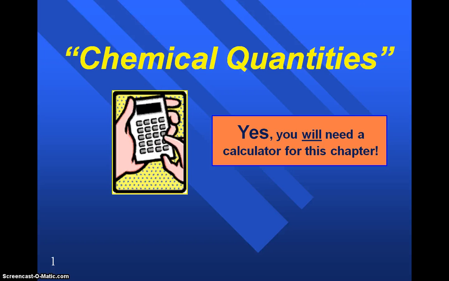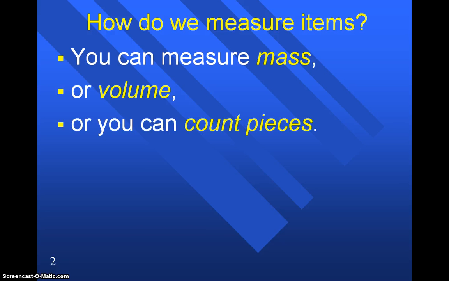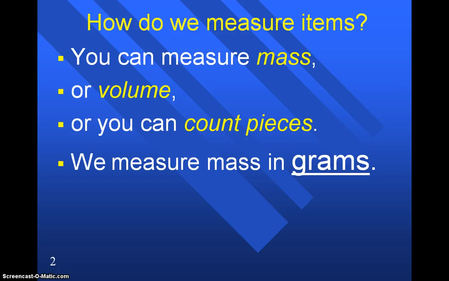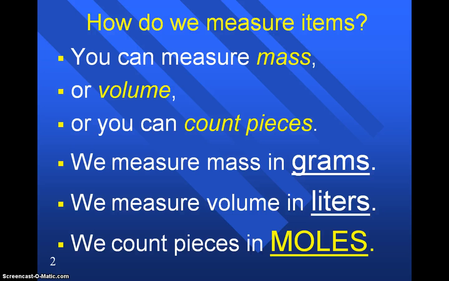We're going to start learning about chemical quantities now and learn how to calculate different amounts of a substance. We can measure substances by measuring their mass or their volume, or by counting the number of pieces they have. If we measure mass, we do it with a scale in the lab, and the scale gives us that mass in grams. If we measure volume, it is measured in liters. If we're going to count the number of pieces something has, the unit we use is a mole.